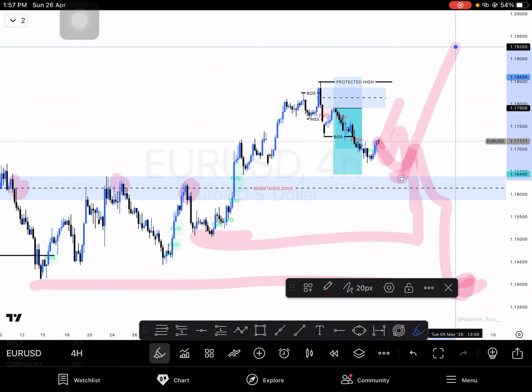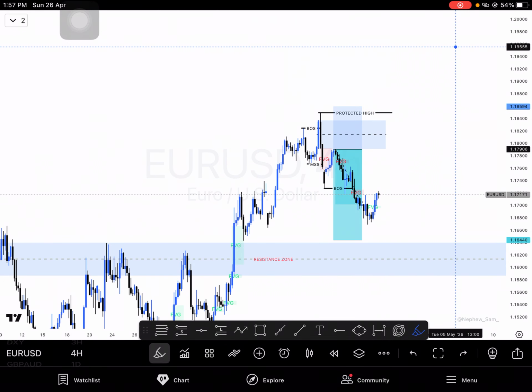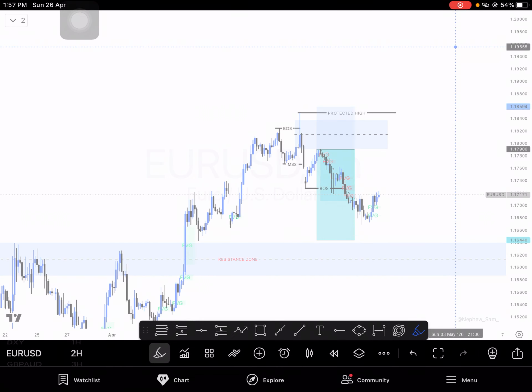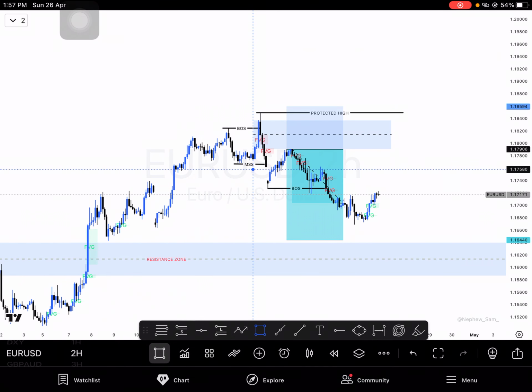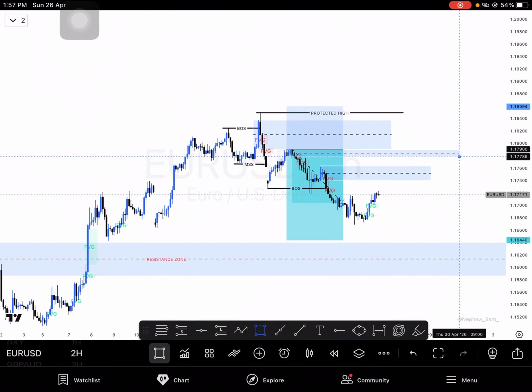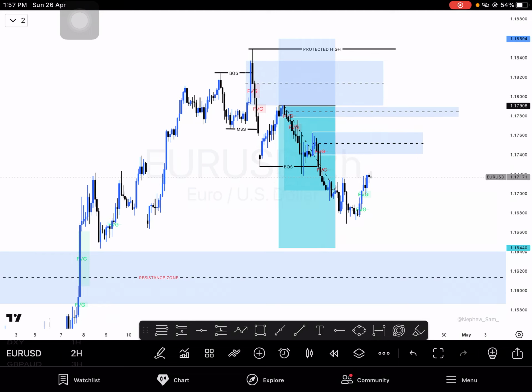And this is my view on Euro USD. I'm just expecting the market with this small retracement I'm seeing coming into the 3-hour time frame. Let me see if it's going to be clear. 2-hour. So I know there's another block here on the 2-hour time frame, but I'm seeing that as a liquidity. I'm seeing that as a liquidity price will take out to get back into this zone here, into this zone here. So this is what I'm expecting on Euro USD.